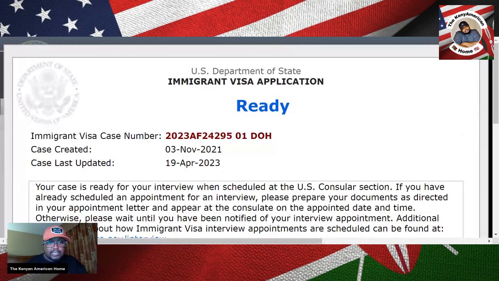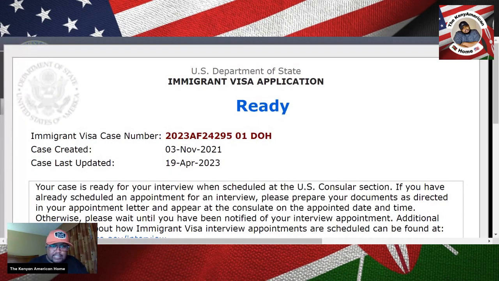That's the first NL. And then the 2NL is when the embassy tells you that your case is ready. It says your case is ready for your interview when scheduled at the U.S. consular section. If you have already scheduled an appointment for an interview, please prepare your documents as directed in your appointment letter and appear at the consulate on the appointed date and time. Otherwise, please wait until you've been notified of your interview appointment.